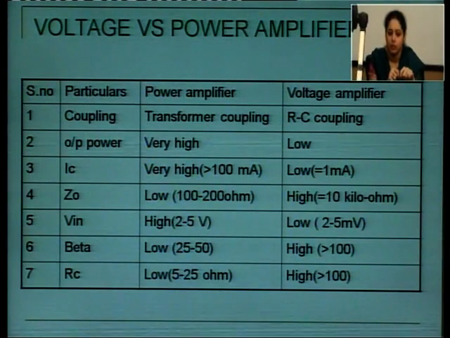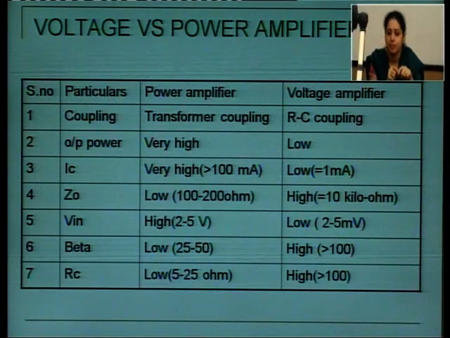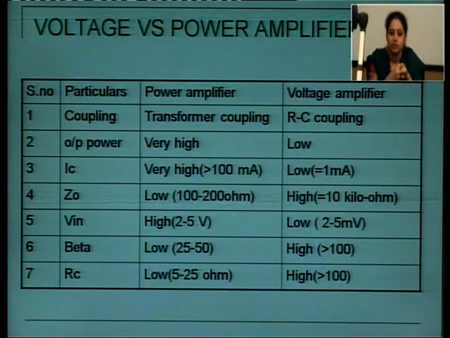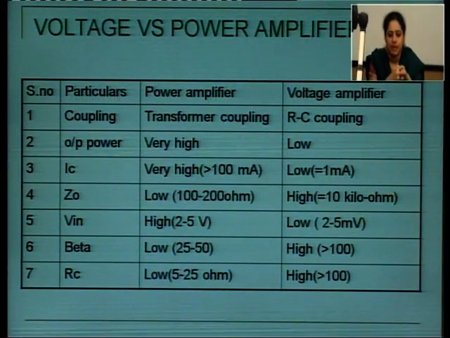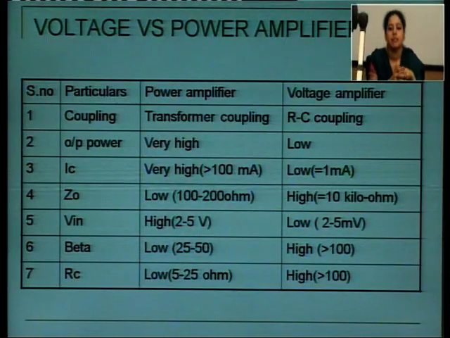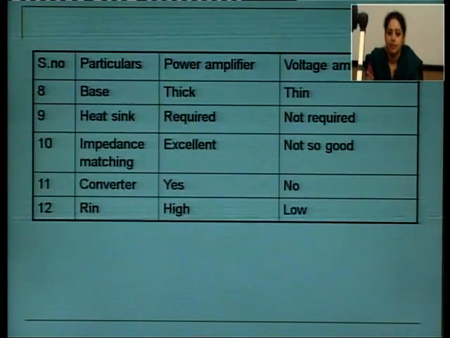The input voltage for the power amplifier is 2 to 5 volts, that is high, as compared to the voltage amplifier, where it is low, equivalent to 2 to 5 millivolt. The beta factor, that is the current amplification factor, for the power amplifier is low, 25 to 50. In the case of the voltage amplifier, it is high, greater than 100. The collector resistance RC is low in the case of the power amplifier, that is 5 to 25 ohm. For the voltage amplifier, it is high, greater than 100.